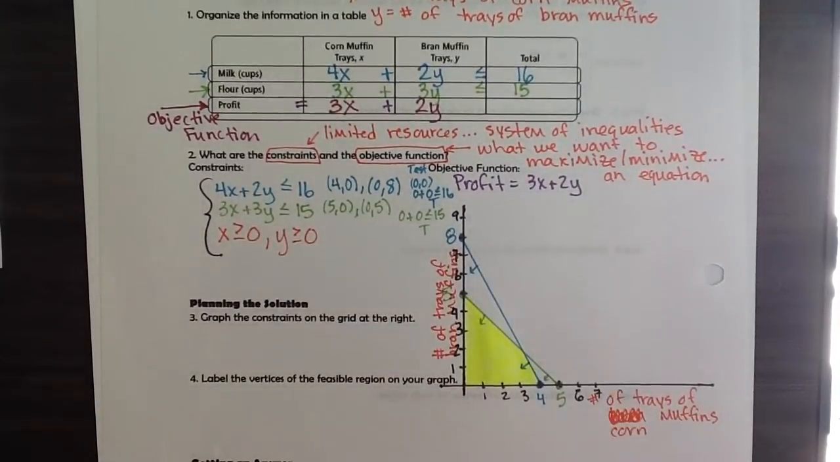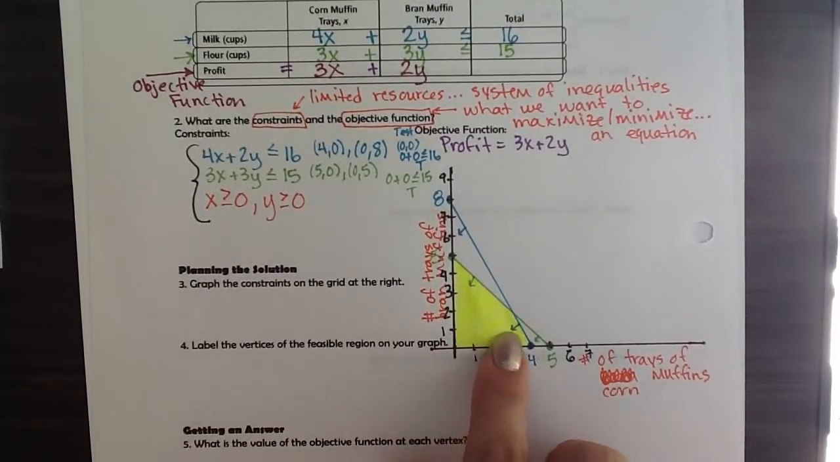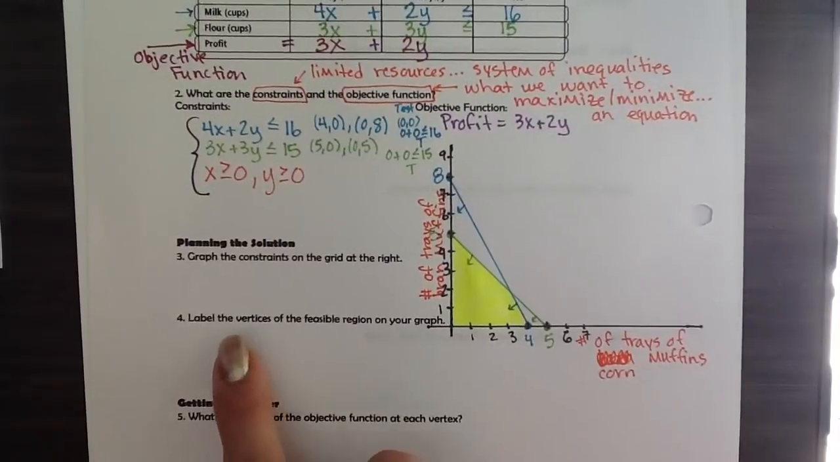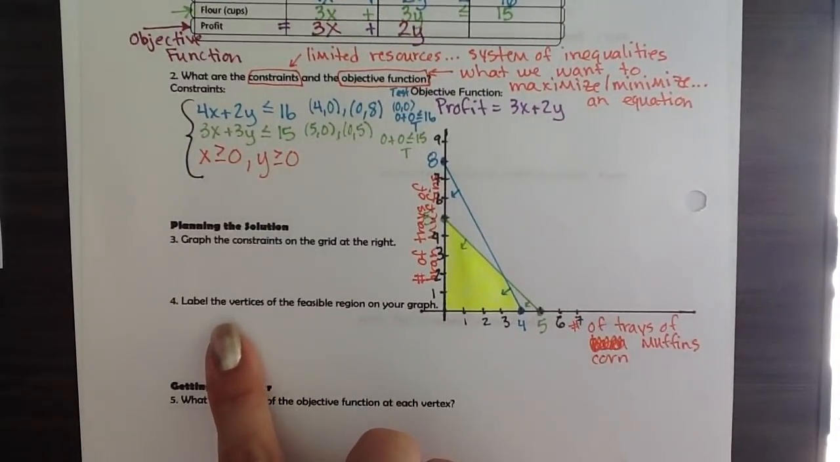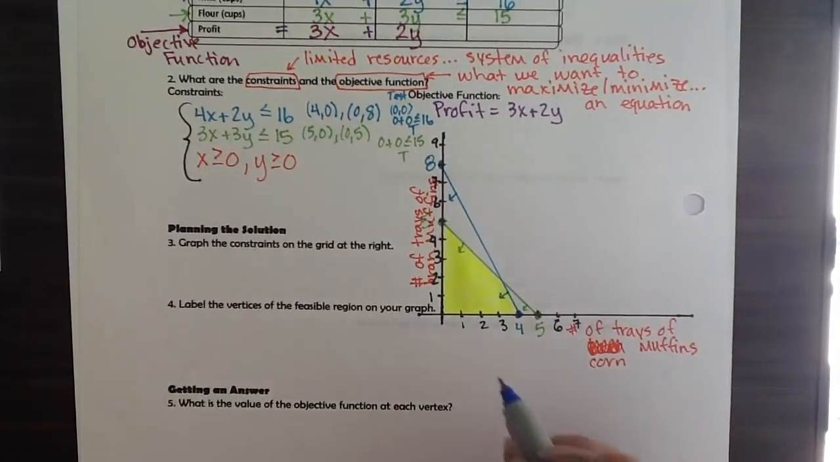All right, the next thing after graphing our constraints and finding our feasible region, which is the shaded region, is to label the vertices of that feasible region. So, like we talked about before, when we didn't have a story problem, we just had regular inequalities. There are some that we can tell just by looking, and then there will be times that we have to solve a system of inequalities to find a vertex.